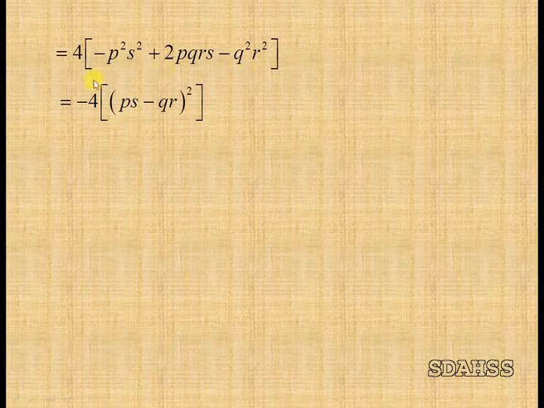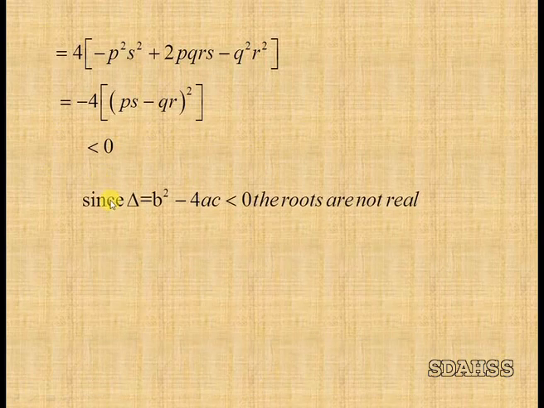Now minus is common, so take outside. So you have minus 4 into p square s square minus 2pqrs plus q square r square. This is in the form of a minus b whole square. So we can write ps minus qr the whole square, which is less than 0. So delta is equal to b square minus 4ac less than 0. So the roots are not real.